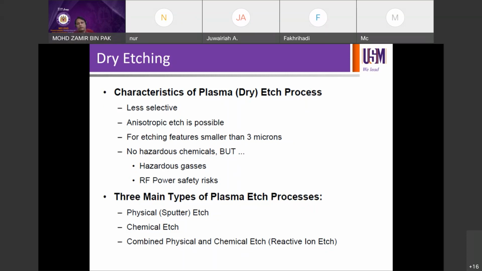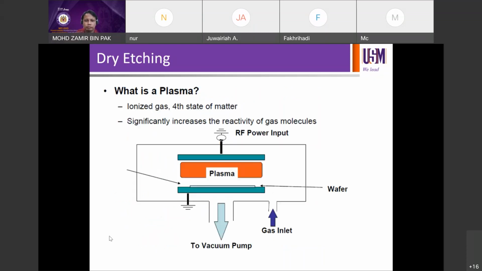Okay, it involves hazardous gases, it involves RF power in the case of RF etch, okay, radio frequency assisted etch. So there's power safety risk involved. There are three main types of plasma etching. The first one is physical or sputter etch, where you remove using physical momentum, right? The second one is chemical etch, and then the third one is a combination of both, combined physical and chemical etch.